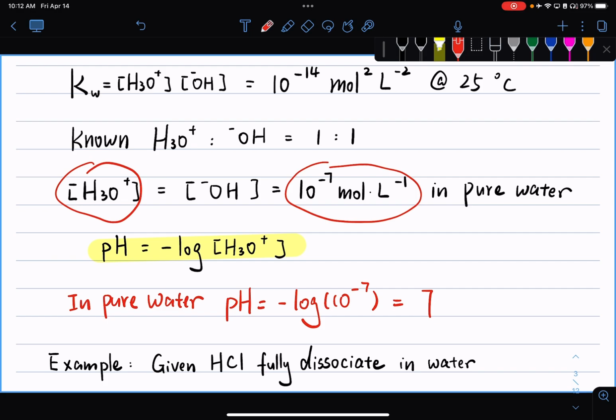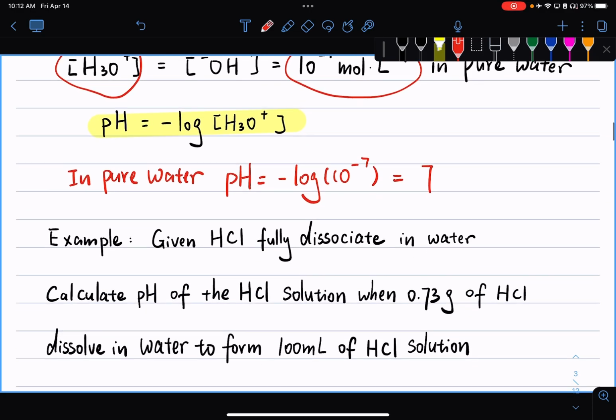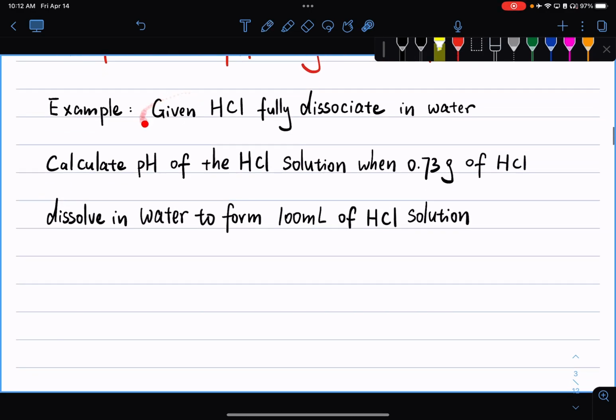All right. So based on the concept of pH, we can do calculations converting the concentration of the acid to the pH of a solution. So for example, we can have one quick example doing it together. Let's assume we know HCl dissociates in water in full. Can we calculate the pH of the HCl solution when 0.73 gram of HCl is dissolved in water to form 100 milliliters of solution?